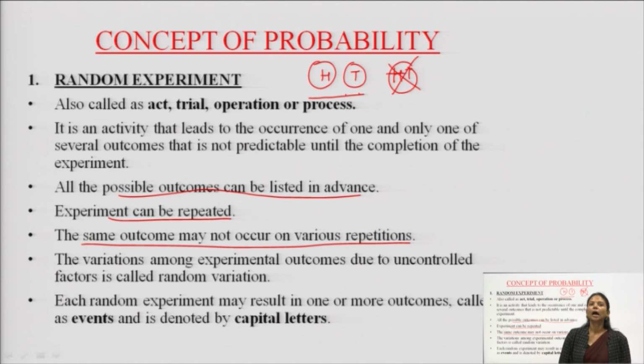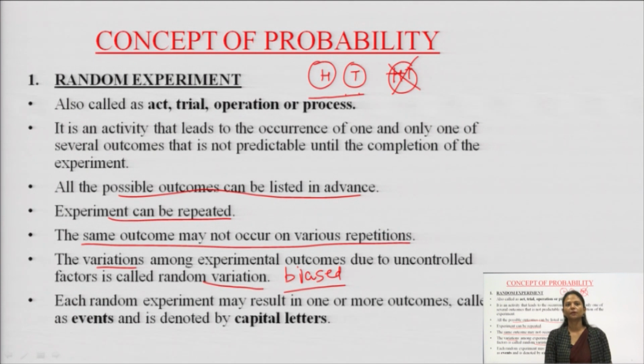So, first I know what the possible outcomes are, I can also repeat, and it is not necessary that the outcome which occurred the first time will occur the second time, or that the outcome which occurred the second time will also occur the third time. The variations among experimental outcomes due to uncontrolled factors are called random variations. That means these variations can make the decision biased. The variations which are there during the experiment can even make this a biased experiment.